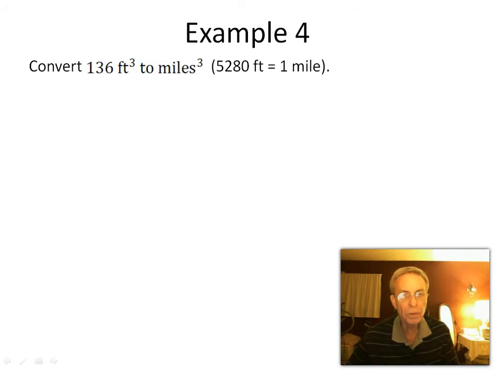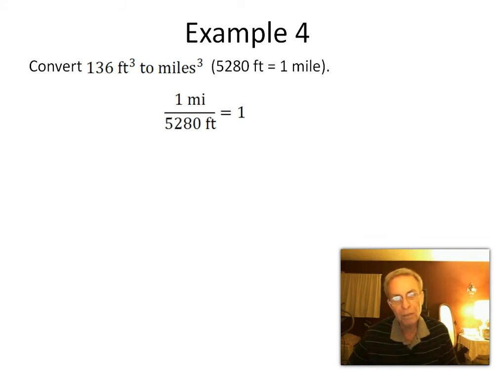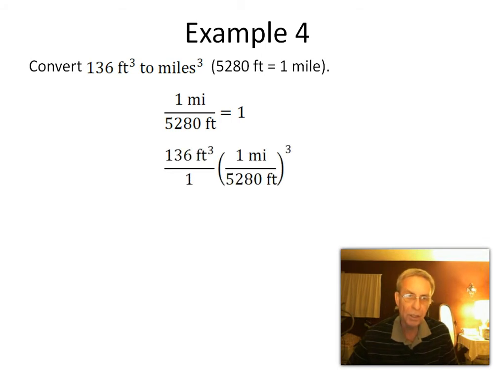Okay, so here's what we got here. This time they want us to convert 136 cubic feet to cubic miles. Every mile has 5,280 feet in it. So since we're talking about the cubes of these, we're going to have to cube these scale factors. So 1 mile to 5,280 feet is equal to the 1 cubic foot that we started out with before. So what we're going to do at this point is cube all this.